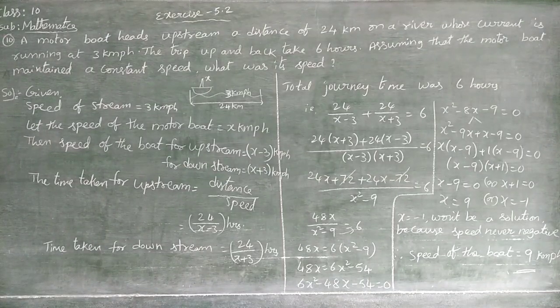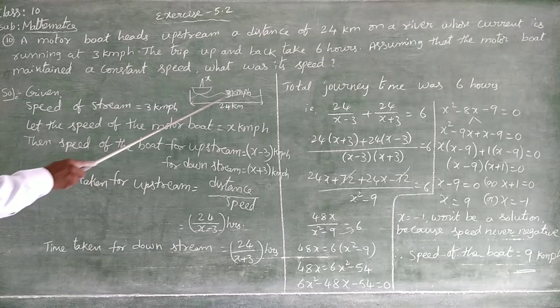Look at the last sum, 10th one in exercise 5.2. A motorboat heads upstream a distance of 24 kilometers on a river whose current is running at 3 kilometers per hour. The trip up and back takes 6 hours. Assume that the motorboat maintains a constant speed. What is the speed of the boat?